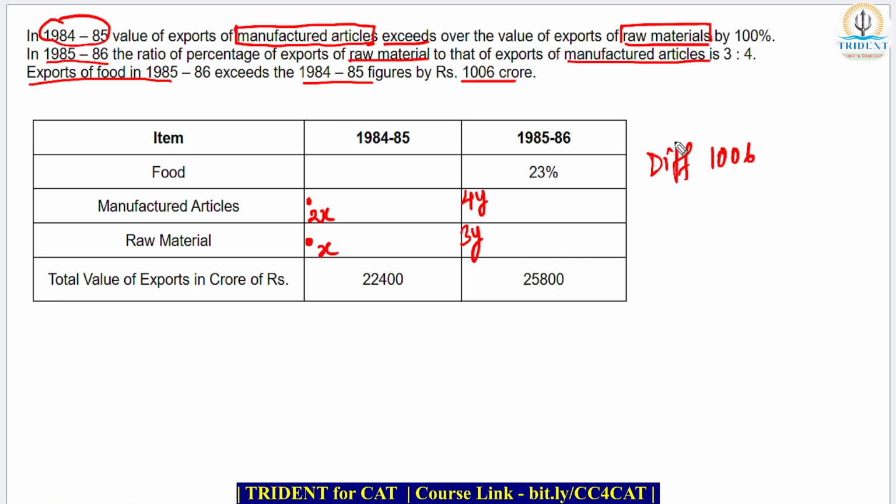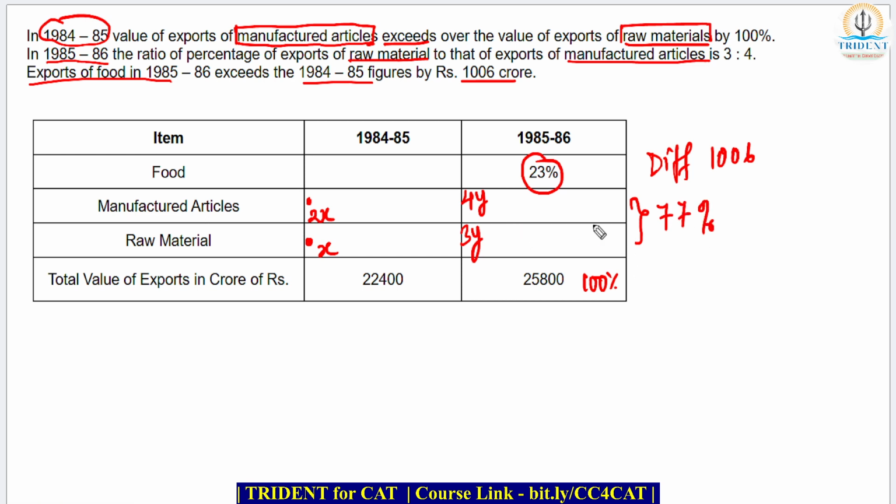How can we fill that? One thing that I can see which is really odd is this number 23%. In the 85-86 column, if food comprises 23%, these two values will collectively comprise the other part, because all of them together add up to 100%. I hope that is clear. So these two values can be calculated as the remaining 77%. I hope that made sense.